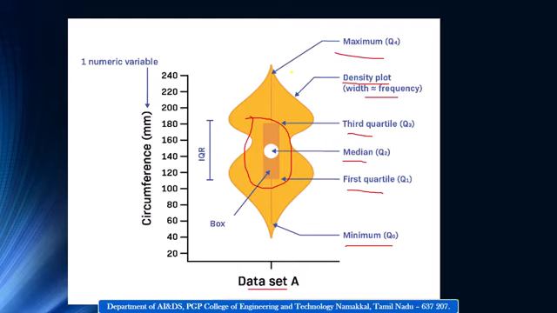What is the minimum value? What is the maximum value? What is the median value? What is the quartile value? First quartile, second, everything we are getting. Even outliers you will get. Suppose if the data is available here, we can say it is an outlier. So the outlier also you can get from this particular chart. So this is about the violin plot.